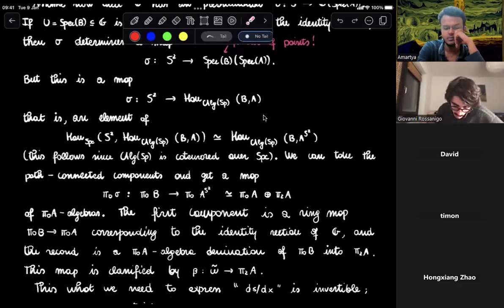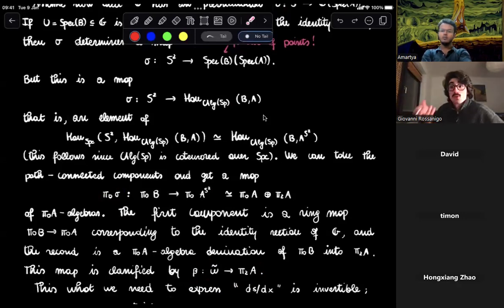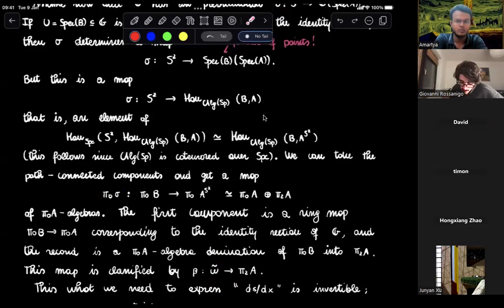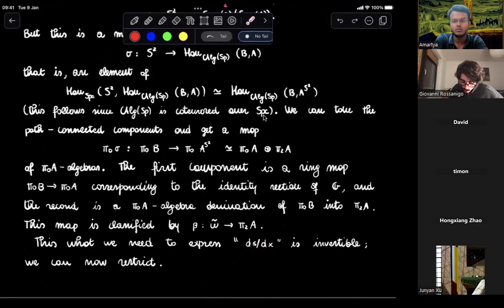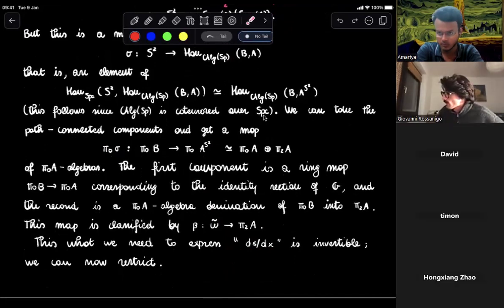What we see is that this pi naught sigma classifies a map beta between the global section of the sheaf omega, the pullback of the sheaf of Kähler differentials, and pi 2 of A. And this is the condition that we were looking for. This allows us to ask that ds over dx is invertible. So we can exclude the trivial preorientation.